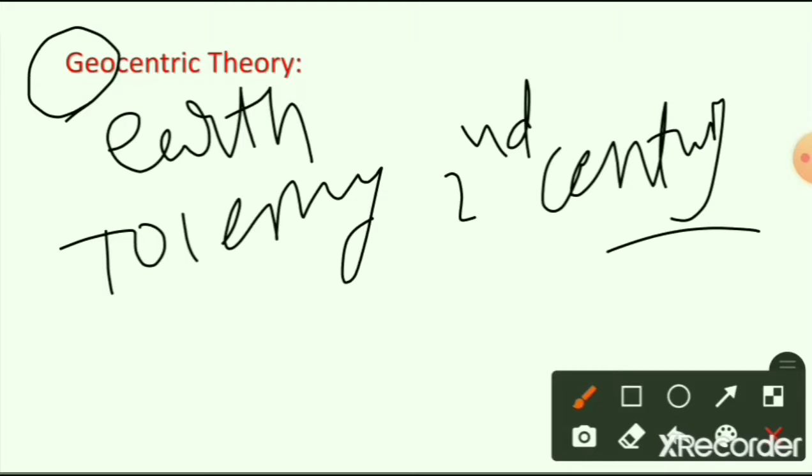Planetary laws of motion. Next one. Planetary laws of motion were proposed by Kepler.